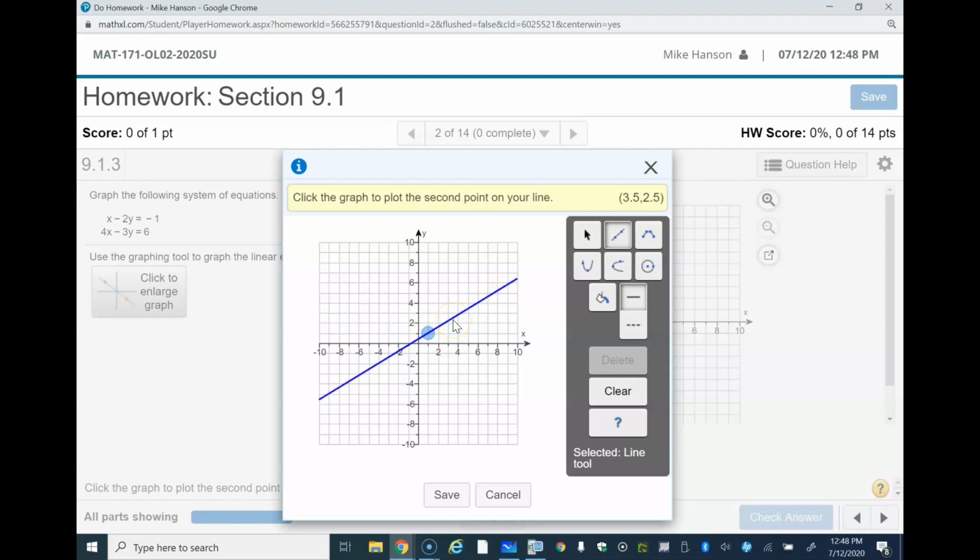So now we got to find our second one, which was 3, 2. So 1, 2, 3, go over to 3, and then up 2. And that was 3, 2 that you saw up here.